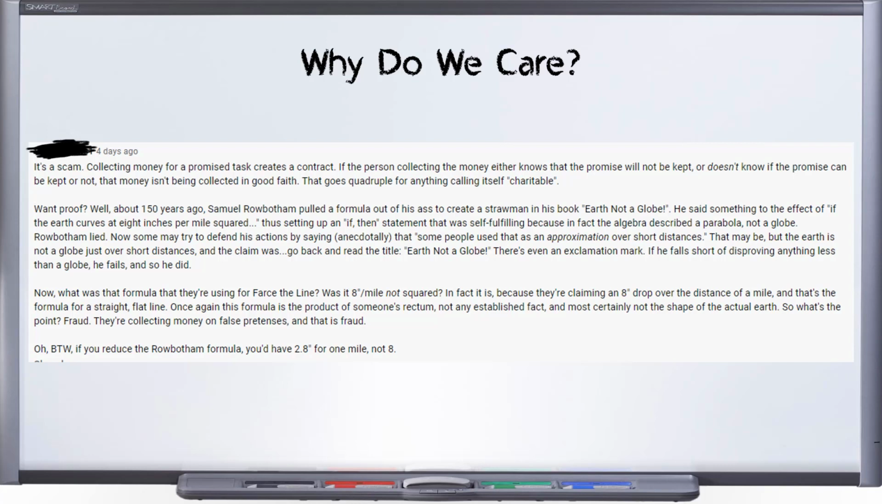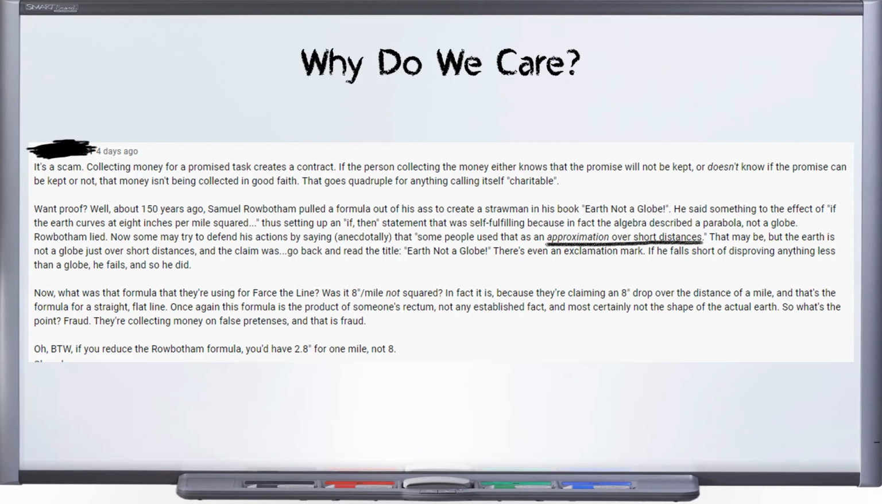And I want to stress that because I have seen numerous different flat earth debunkers, so that's globers who specifically go out to debunk the myths of flat earth. And I have heard them say that 8 inches per mile squared is an approximation over short distances.